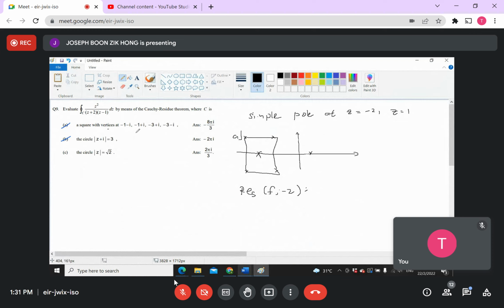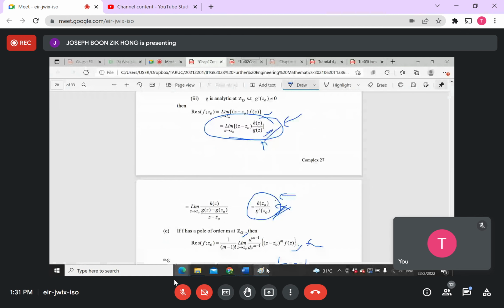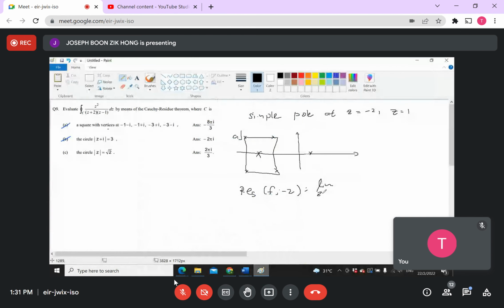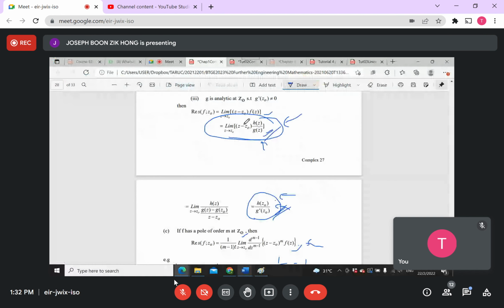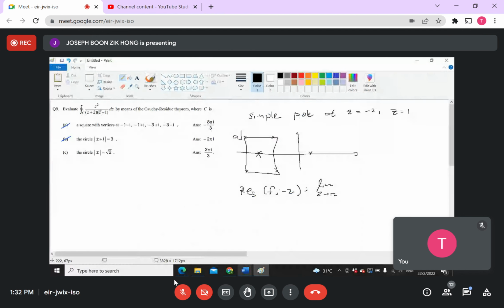so I will use this one. So limit of z approaches -2, and then z minus z naught. Z minus z naught means z plus 2, and z plus 2 we cancel each other. So I am left only with z square after cancelling, and then z minus 1. So I put in -2, I will have 4 divided by -3. So -4/3.